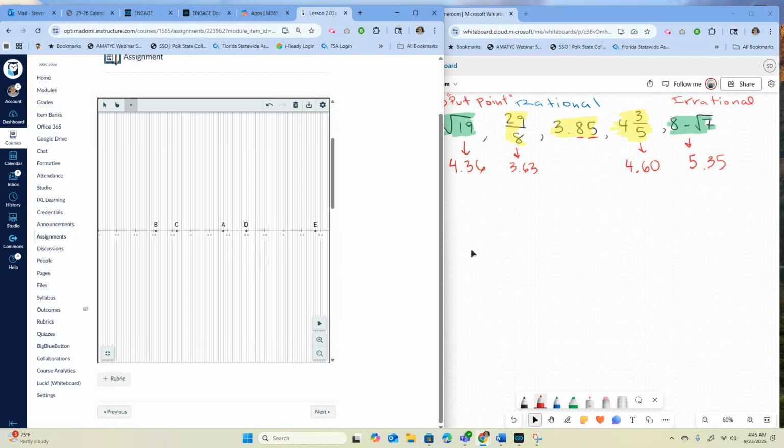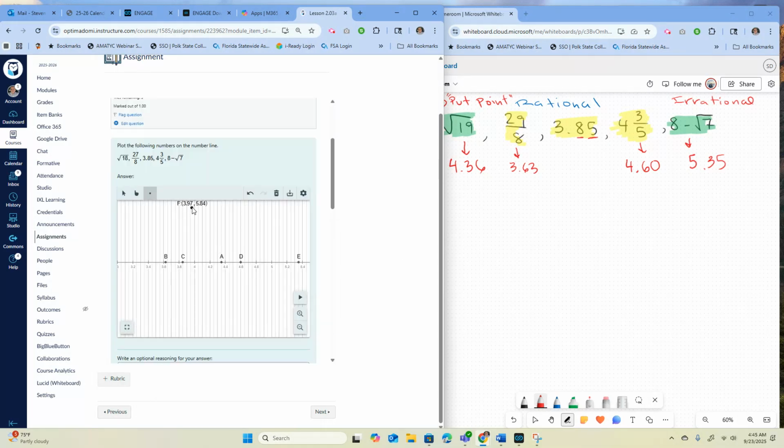That's all what you have to do, let me make this smaller. That's all what you have to do to plot all the numbers in the list when the numbers are rational or irrational. Okay, I hope this helps.